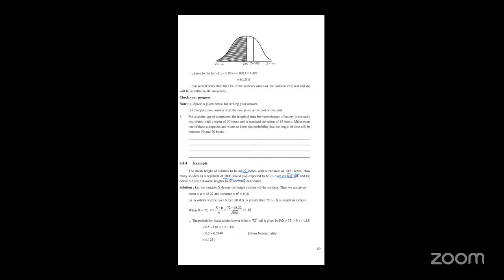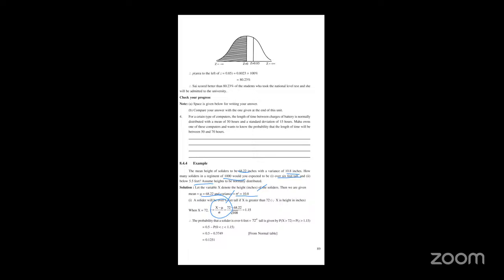First, over 6 feet is what we need to find out, and after that the second question is below 5.5. We will take the mean as 68.22 and the variance as 10.8. We know Z is the standard normal variate, Z equals x minus mu by sigma. In the place of x, we'll substitute 72.